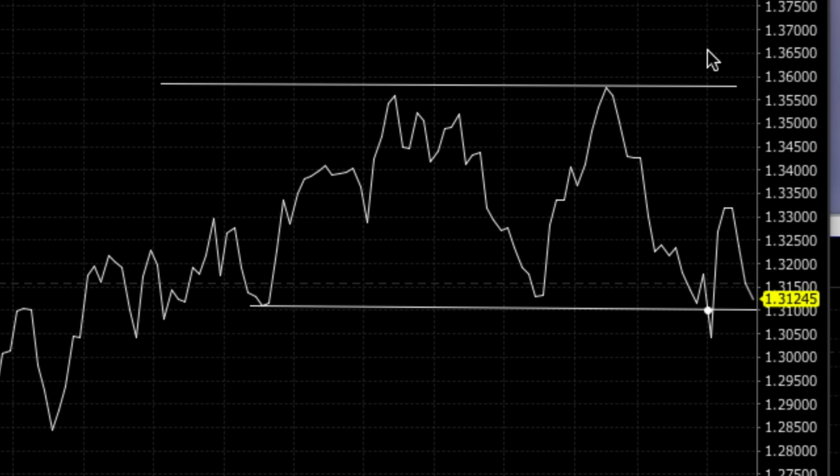You're experimenting. You're trying, right? Enter a currency and set a tight stop. Set a 20 pip stop and see how many times you get stopped out. Then increase it to 30. See what happens. Increase it to 40.